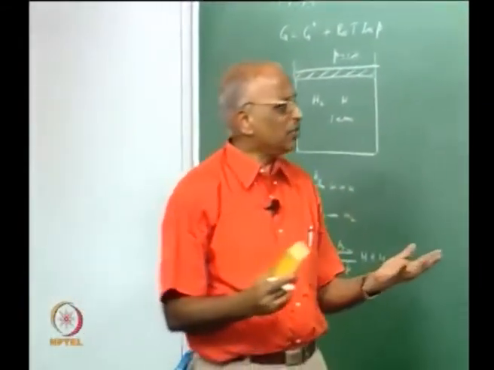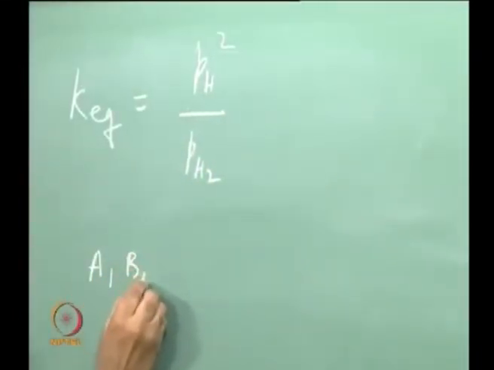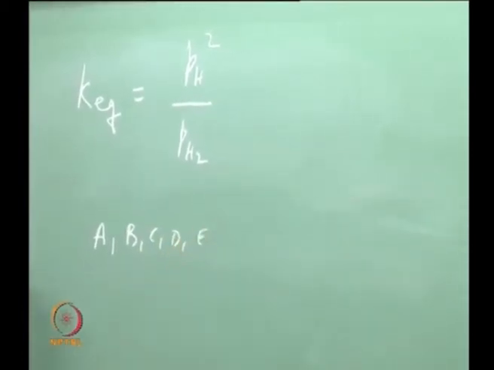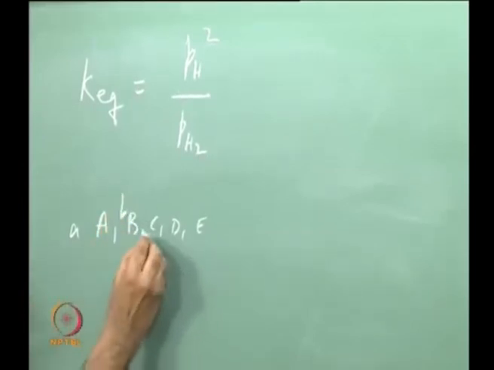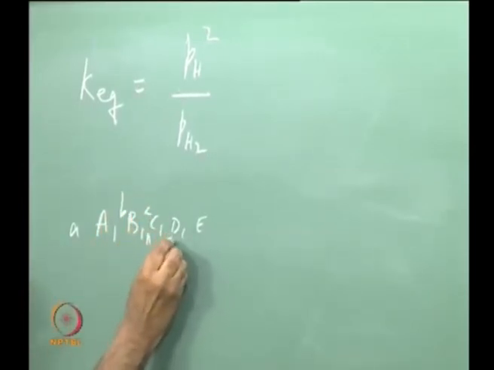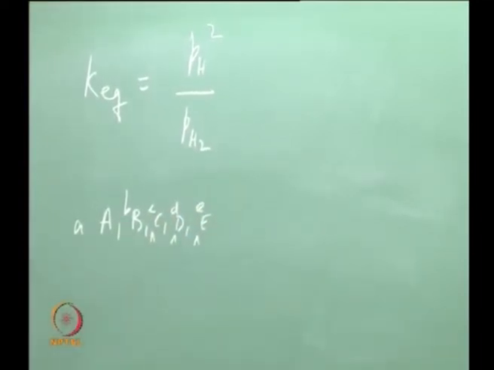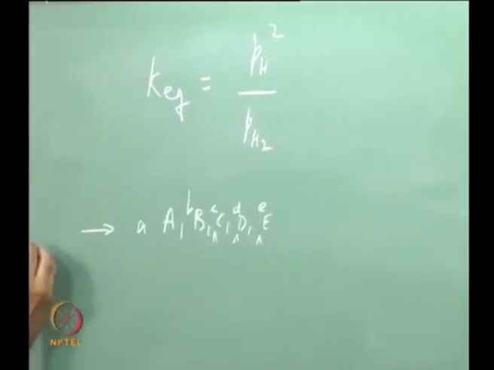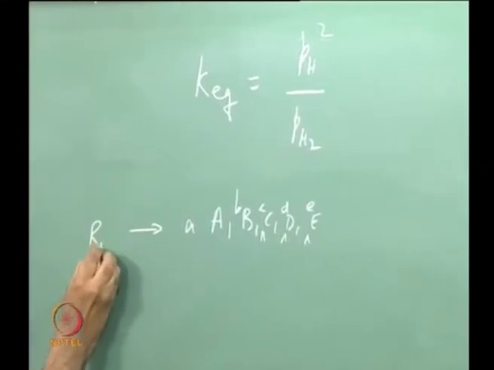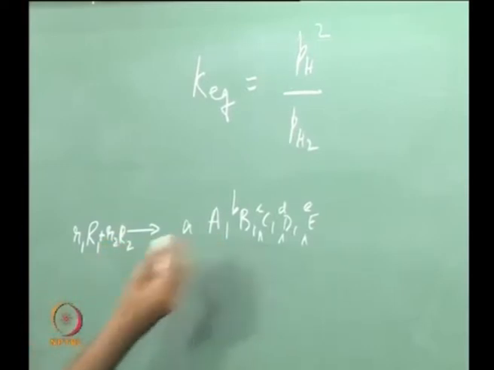Any reaction under equilibrium conditions goes as pH squared by pH2, or rather if I have a set of gases, maybe A, B, C, D, E which is reacting, and supposing I have small a molecules of A, small b molecules of B, small c molecules of C, small d molecules of D, small e molecules of E and all that, and these things come from reactants. Let us say I have a reaction in which some reactant R1 is reacting with R2 to give me all this.